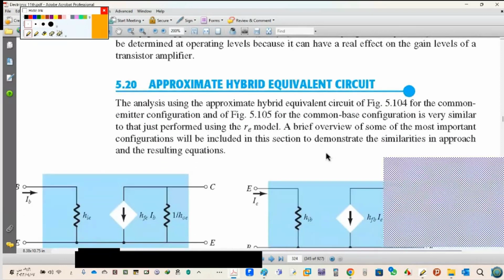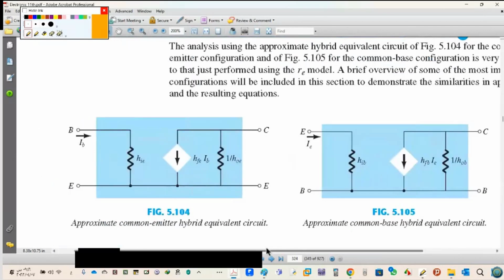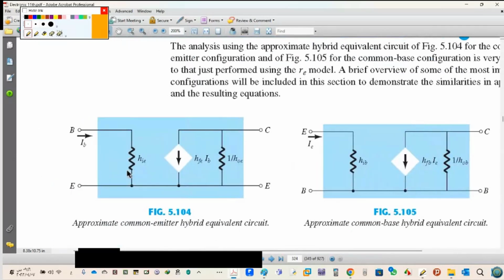Now, how we can apply those, see this? Approximate common emitter hybrid model equivalent: HIE, HFE, and 1 over HOE, 1 over HOB. This is if I want to add HOE and HOB as ohm, not Siemens. So if you write here Siemens, keep it. If you want to convert to ohm, you have to divide 1 by it, or flip it. You have to flip it to be as ohm.